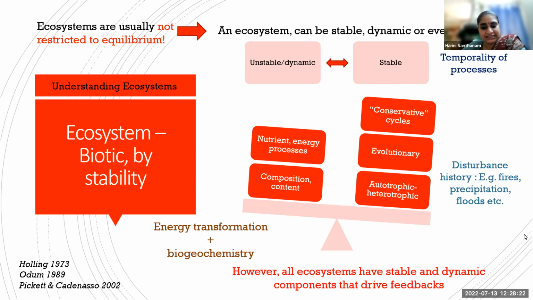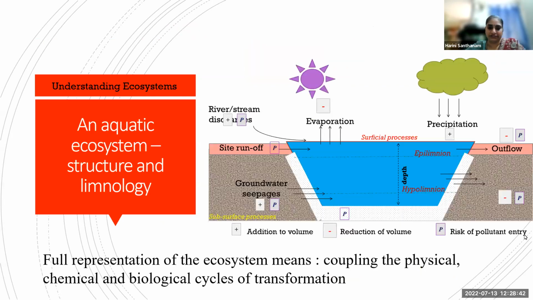So now we understand from a stability perspective that ecosystems have stability, but they are also dynamic on different scales, but they may not be restricted to equilibrium always. It can be stable, it can be dynamic, or it can even be unstable. So it all depends on the temporality of the processes.